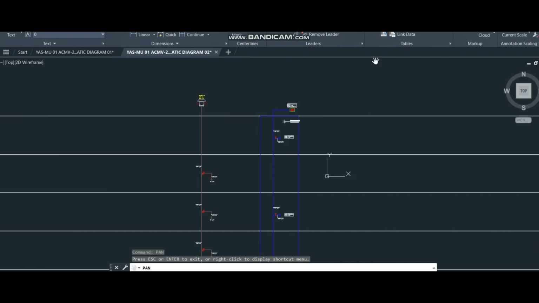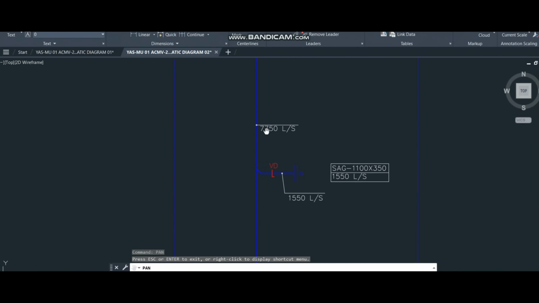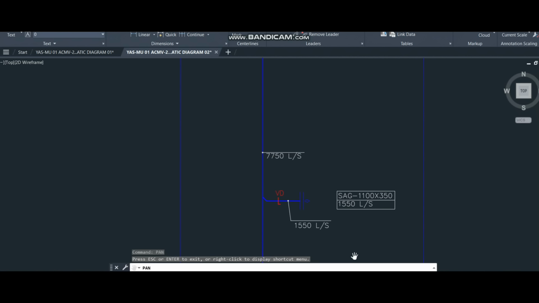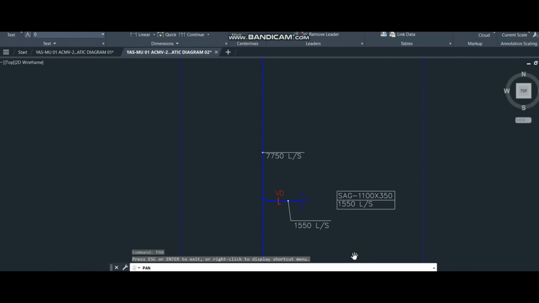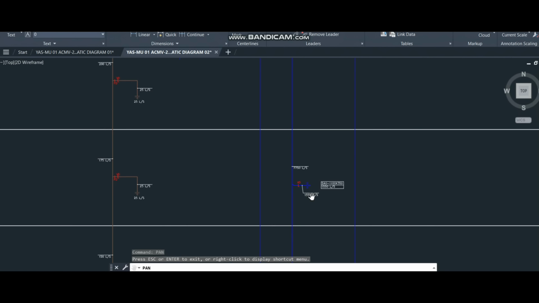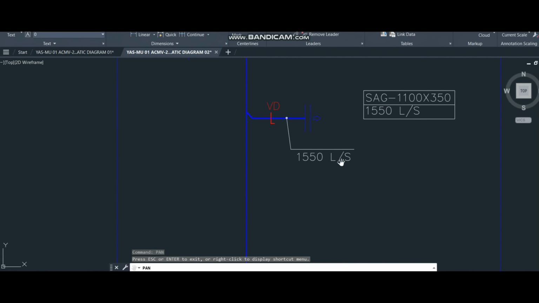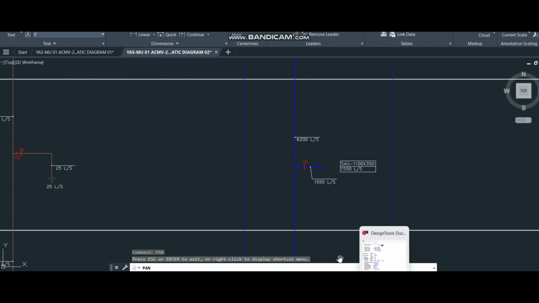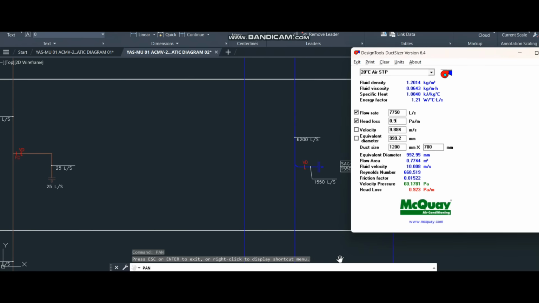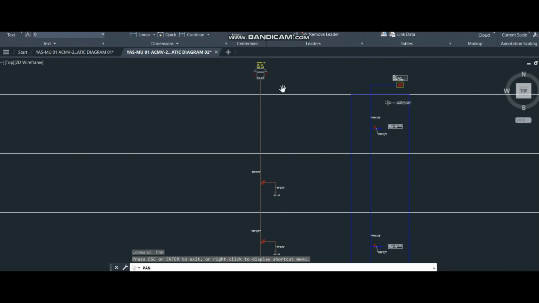Similarly, if you go down, you can see the next value. One more thing I'll show you, 7750, which is located in the shaft. If it is in the shaft, then we can follow 0.9 Pascal, and the duct size you can adjust based on the site requirement. For the branches, it is 1550, a constant value for all the branches, because we are distributing the flow equally. You can follow the same 0.4 Pascal, and the velocity must be based on your local code requirement. So this is how we can design the staircase pressurization duct.